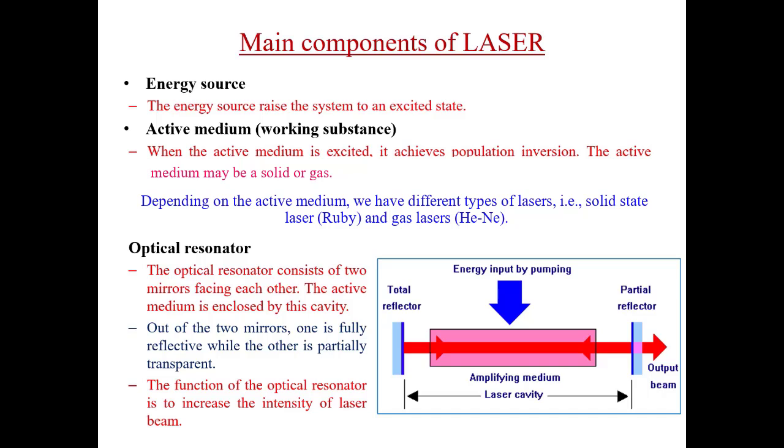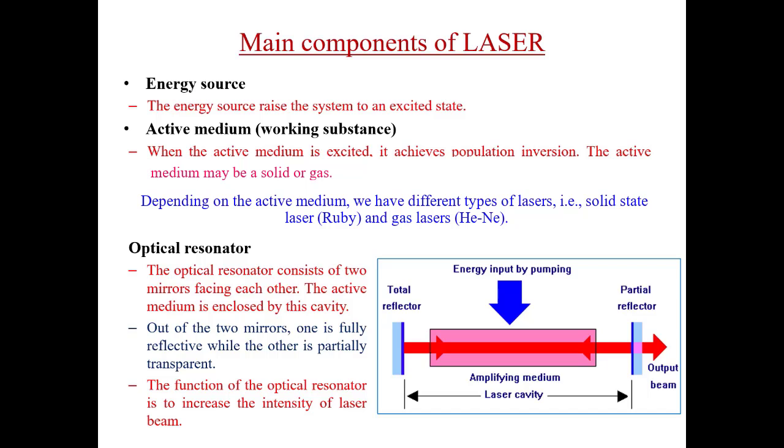These are the main components of a laser. The first is the energy source. The energy source is required to raise the system to an excited state. Second is active medium or working substance. When the active medium is excited by energy provided by energy source, it achieves population inversion. The active material may be solid or gas. Depending upon this active material, we have different types of laser, like solid state laser for solid active medium or gas lasers when the active medium is gas.